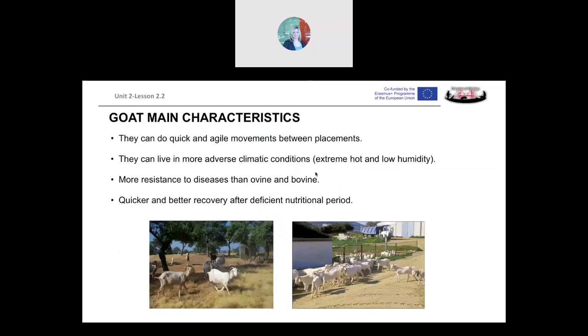Another main characteristic of goats' behavior is that they are very agile. They can move very quickly, better than other ruminants. They can live in more adverse climatic conditions, and in particular, they are very well adapted to extreme hot and dry weather. They are very resistant to disease. In fact, they are more resistant than other ruminants, ovine and bovine. And also, they have a very fast recovery after a deficient nutritional period. This is also very good. This is another consequence of this higher resistance.